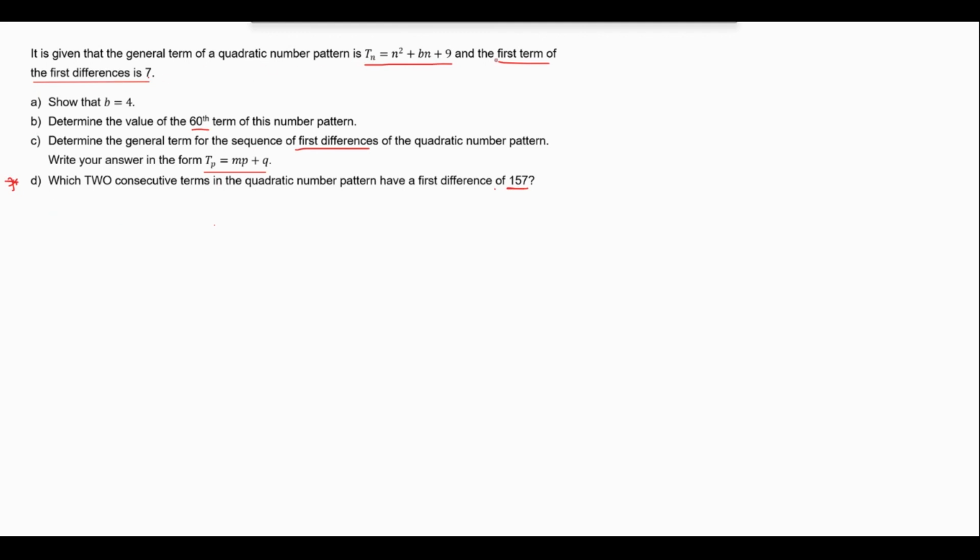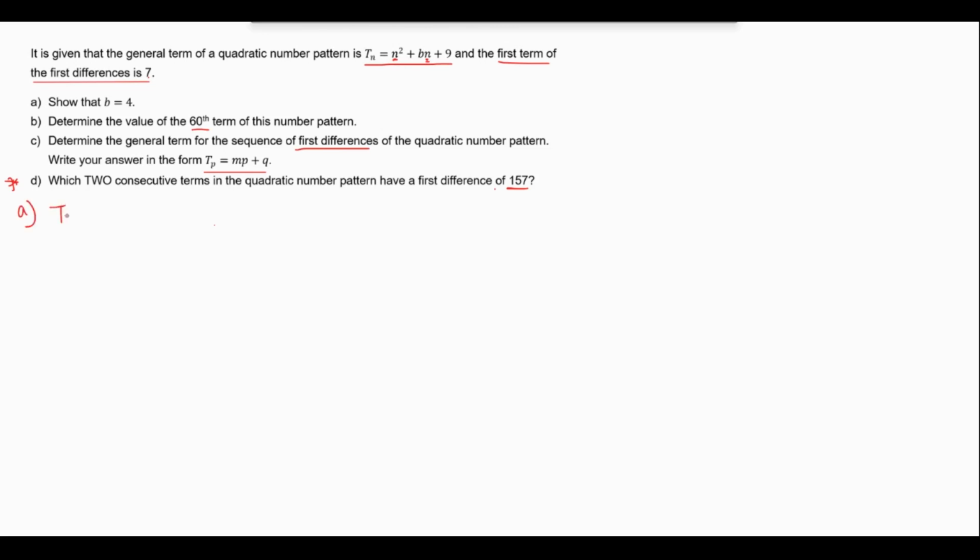Right. So it says that the first term of the first differences is 7. How do we get the first term of the first differences? It is term 2 minus term 1. Using this Tn, we can find our term 1 and then find our term 2 and then subtract and equate that difference to 7. How do you find T1? Where there's n here, you put 1. How do you find T2? Where there's n, you put 2. Okay, let's just do that.